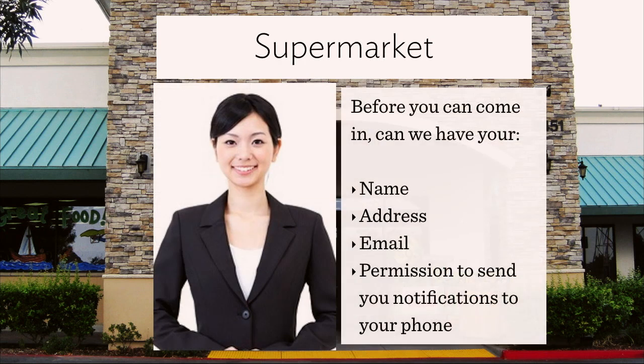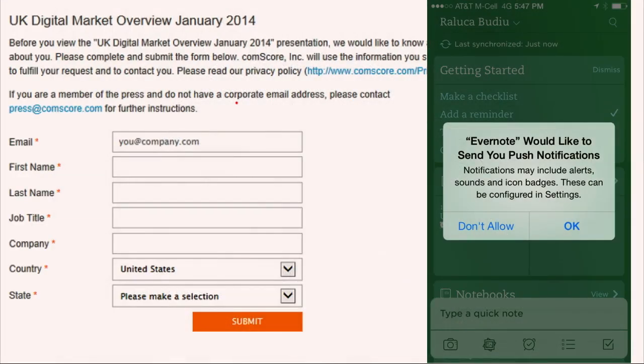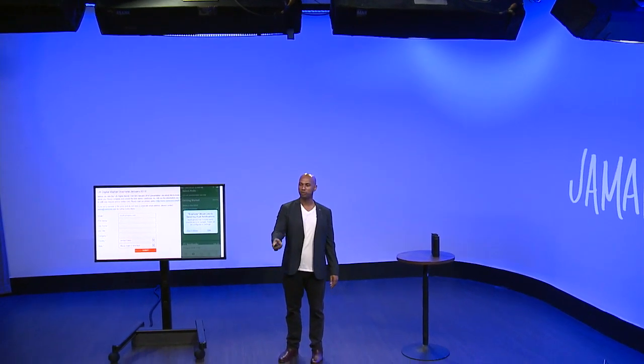"Thank you for coming to Trader Joe's. Before you can come in, can we please have your name, address, email, and permission to send you notifications on your phone?" How would you feel, right? That would be kind of awkward, right? And yet, this is what we see online over and over again. We see apps that do things in an order that you would not have if you're in a conversation with a real person.